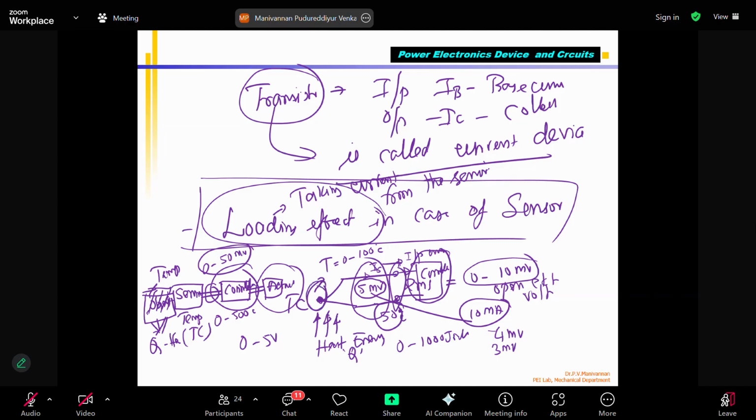Why? The thermocouple produces 5 millivolts when open circuit. Once the controller is connected, it takes some current, so the voltage drop reduces the voltage from the sensor output. That is an error in measurement.